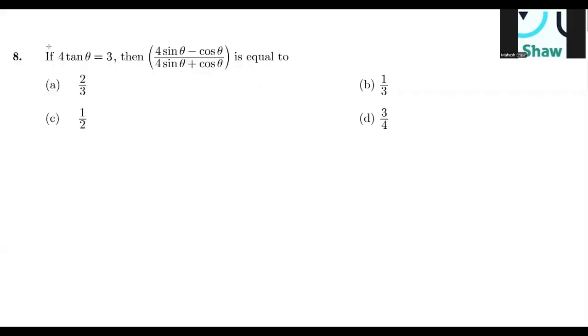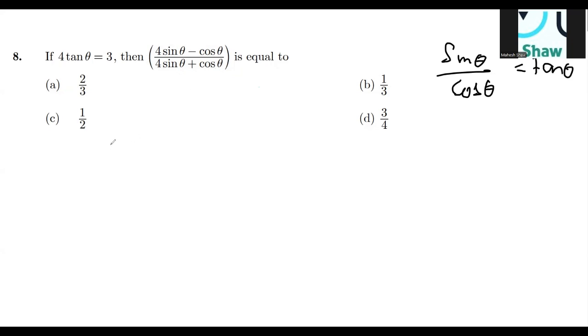Now, question number 8: we are given 4 tan theta is equal to 3, and we have to determine the value of this expression. What we can figure out is that we actually know the value of tan theta as 3 over 4, and we have to find 4 times sine theta over cos theta. Now, as we know, sine theta by cos theta is tan theta. Since we know the value of tan theta, that's what we are going to use.